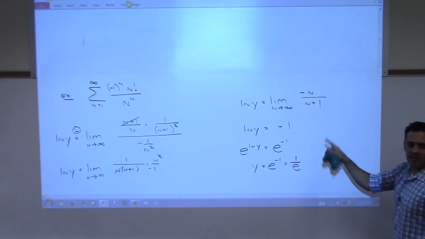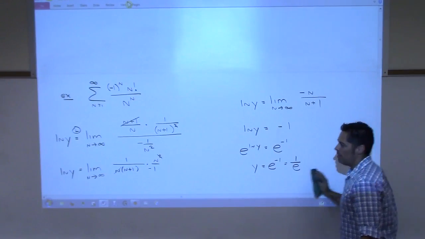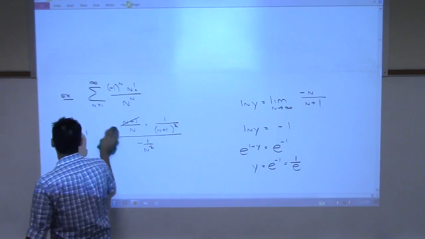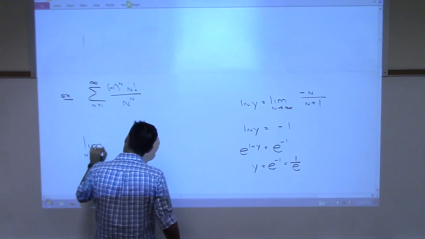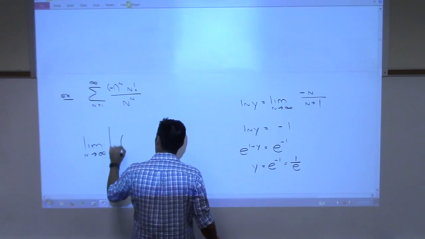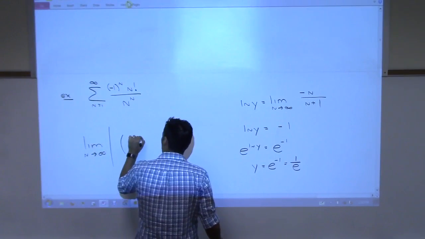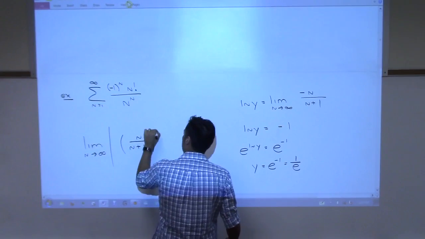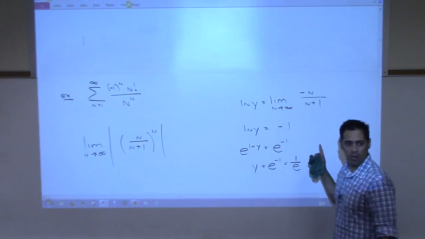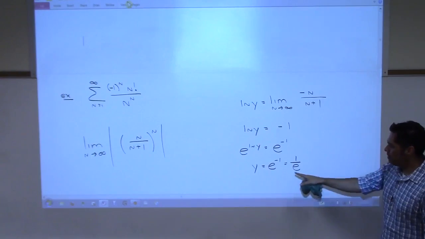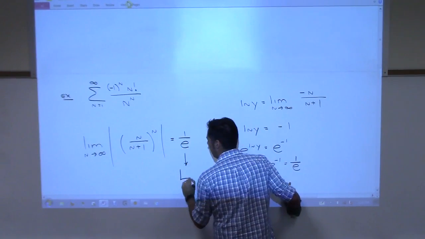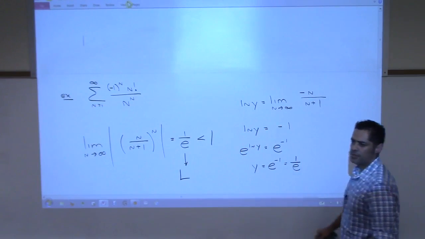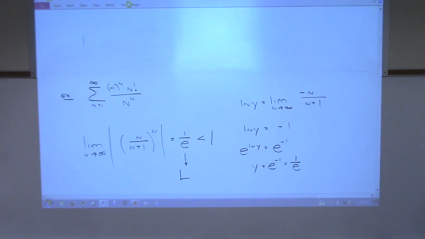I had stopped and done some scratch work, right? We had actually stopped at the point where we were looking at the limit, n goes to infinity, absolute value, of n over n plus 1 to the n. And I had stopped and did all this work. I figured out that that limit is 1 over e. So this right here is our L. That's less than 1, obviously, yes. E is about 2.718. So this series converges.